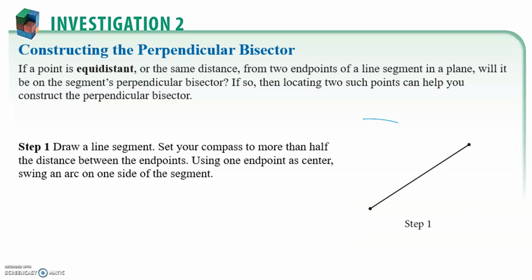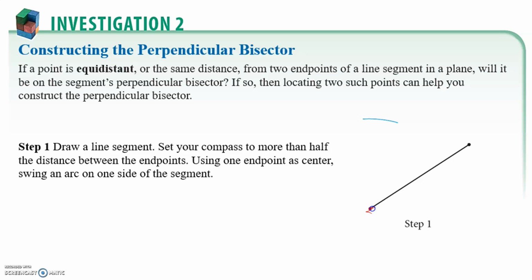Okay, then there is another investigation, investigation number 2. It says, if a point is equidistant, or the same distance, from two endpoints of a line segment in a plane, will it be on the segment's perpendicular bisector? If so, then locating two such points can help you construct the perpendicular bisector, because if you know 2 points that are the same distance from each endpoint, and you connect those 2 points, then that would be the perpendicular bisector. So step 1, draw a line segment, which is what they do here in step 1.